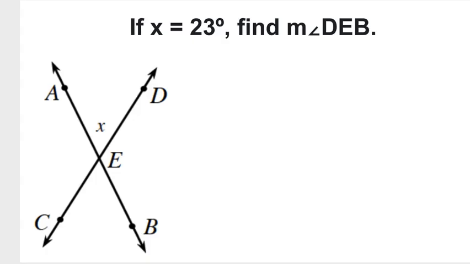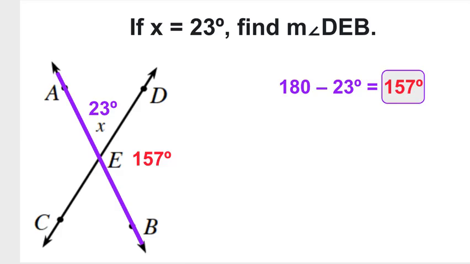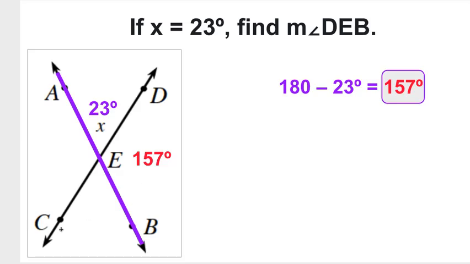All right, next, we're going to talk about this last concept. You have two lines that cross, and I'm going to tell you that this angle x is 23 degrees. If I ask you to find DEB, you're going to simply subtract that from 180, and you'll have the DEB answer of 157.